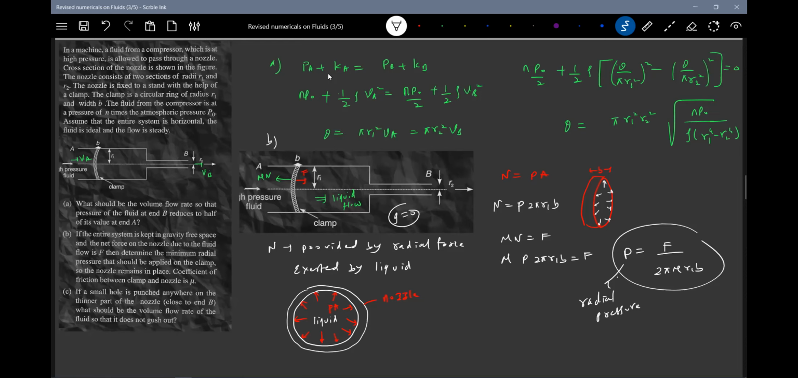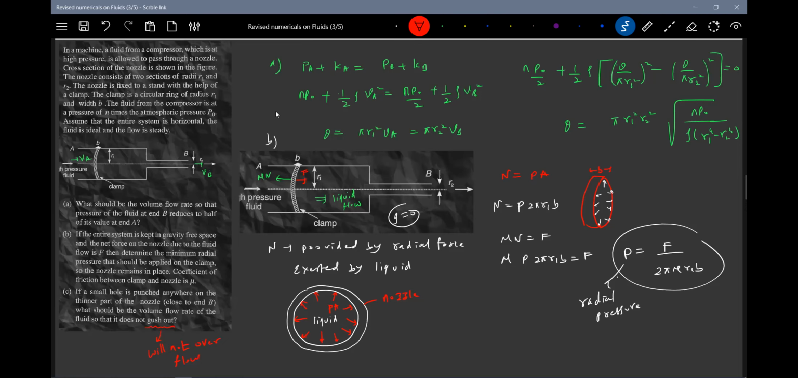If a small hole is punctured anywhere on the thinner part of the nozzle, close to the NB, what should be the volume flow rate of the liquid fluid so that it does not gush out? What do you mean by gush out? Will not overflow. You have to be very careful about this. Now, what do you mean by small hole? The liquid should not emerge through that hole.